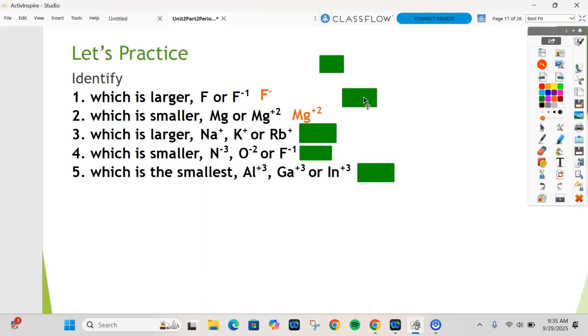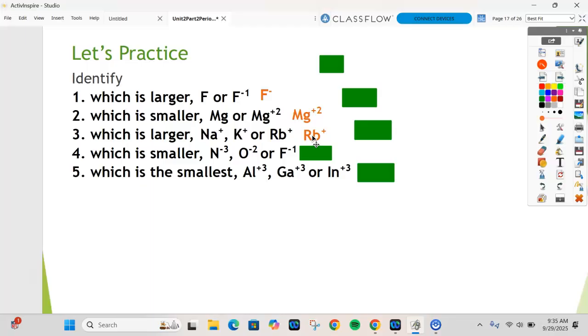Okay, now we're comparing ions to each other. We've got sodium, potassium, and rubidium. They're all alkali metals. They're all in the same column. They want the largest one. We know that down a column, my ionic radius increases because I'm adding energy levels to my clouds. So rubidium is the largest of those three.